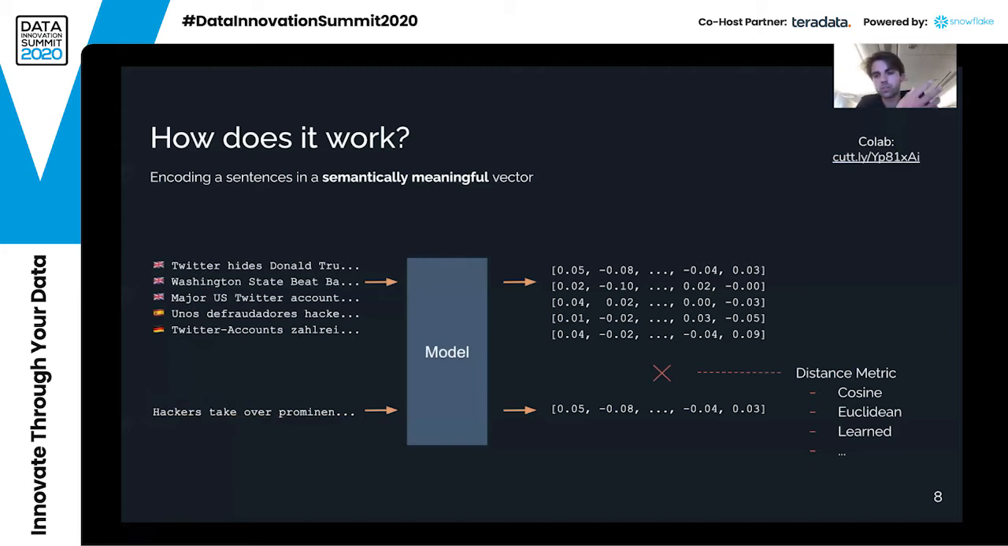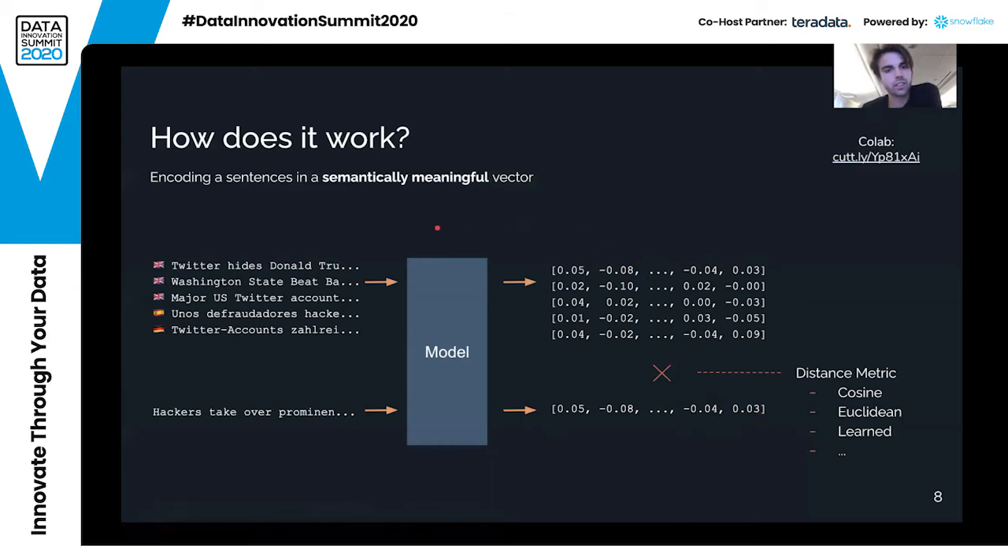The distance metric, for example, we can use cosine similarity, which is pretty common. So we just calculate the cosine between all these vectors and take the one that is closest to the query and order them in how similar this vector is to each of those vectors. Other distances can be the Euclidean distance, or you can even learn how to calculate the distance.